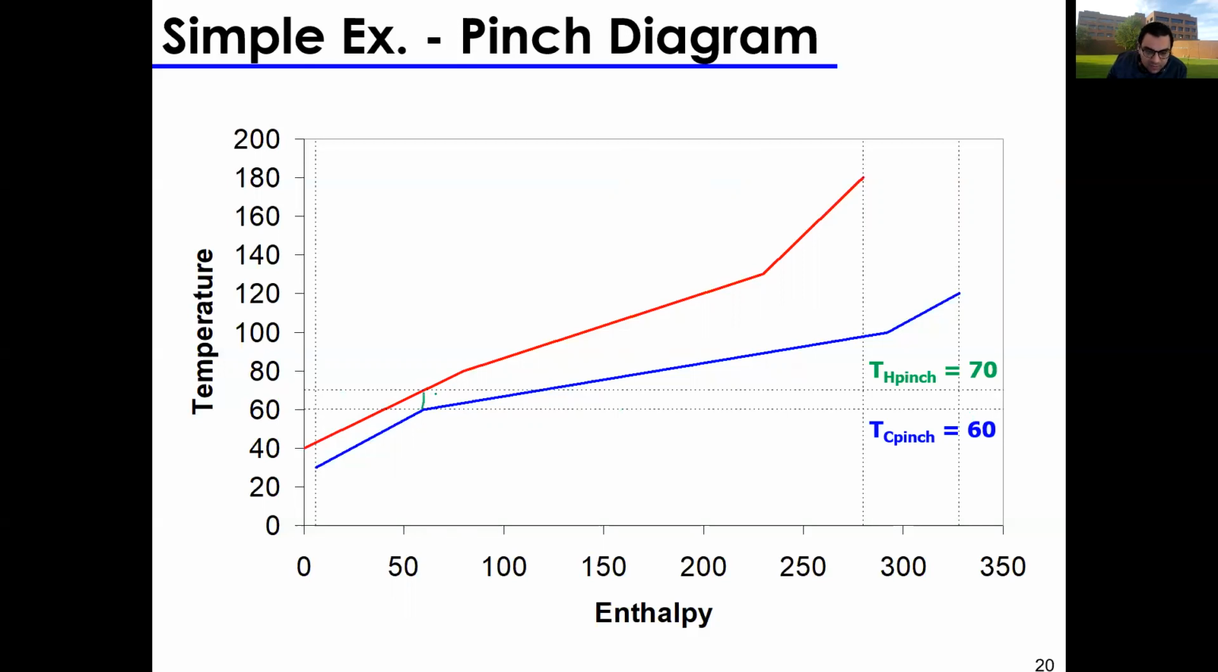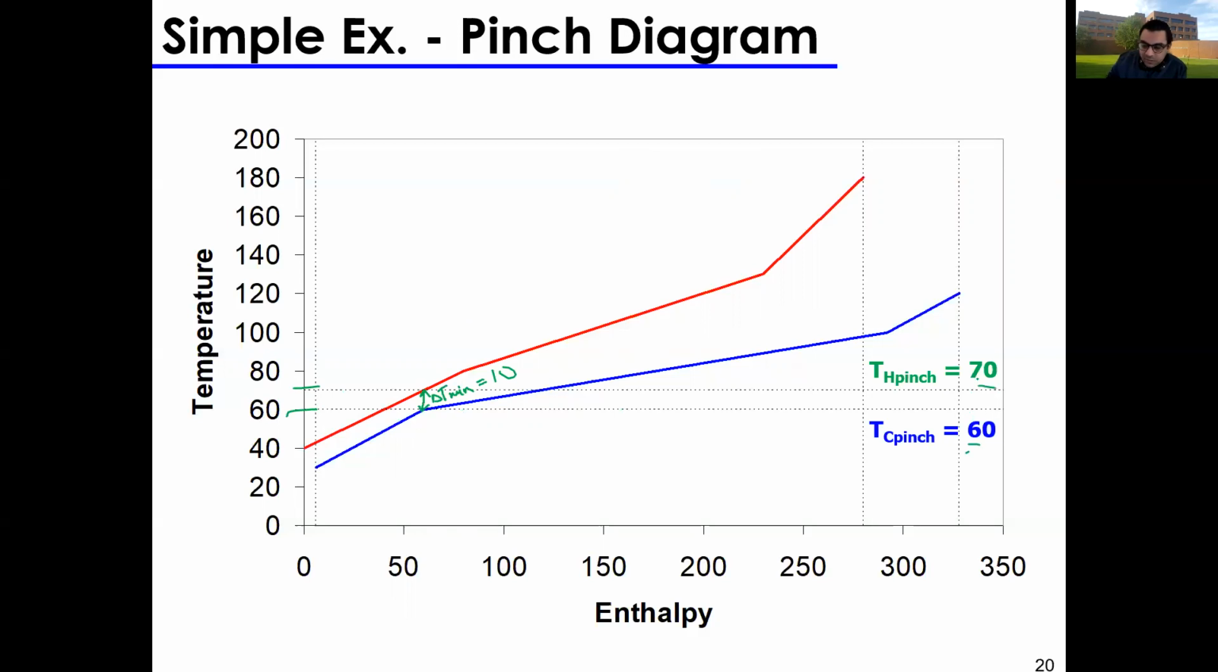So delta T minimum in this case was 10, right? So in this case, delta T minimum was 10. And the point at which I achieved this delta T minimum was between 60 and 70. So this is my pinch point where the hot pinch is 70 and the cold pinch is 60.